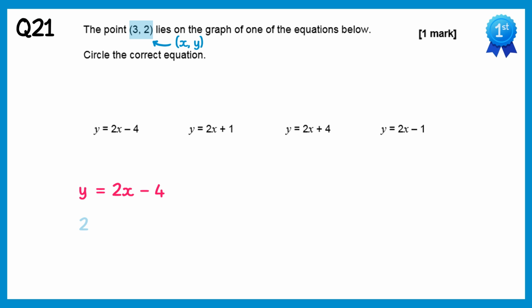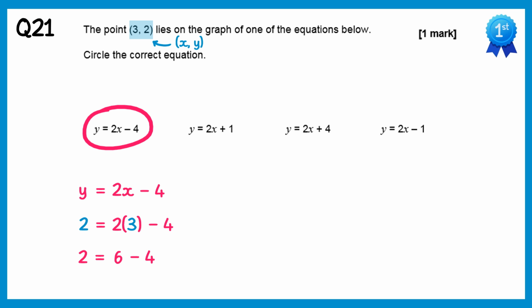So if we change the y to a 2, equals 2 lots of x, and remember x is 3, take away 4. If we leave the left hand side as 2, and on the right do 2 lots of 3, 2 lots of 3 is 6, and then take 4. 6 take 4 is 2, so for this one, 2 equals 2, which is correct, which means this point is on this line.